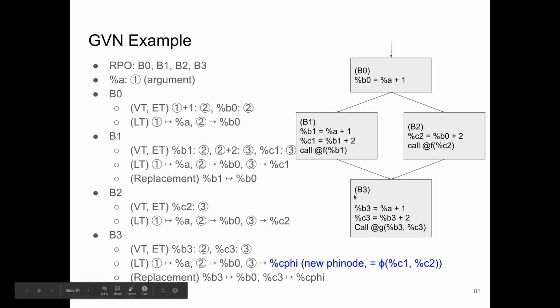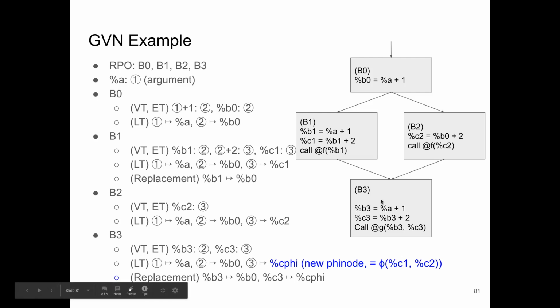Let's move on to B3, where the initial leader table should be the final leader table of this B0, because we cannot reliably use the values defined here and here. The only values that can be reliably used at this point are those defined in B0 or earlier. So as a result, the leader table at the beginning of this B3 should be this: 1 is A and 2 is B0. Quite simple.